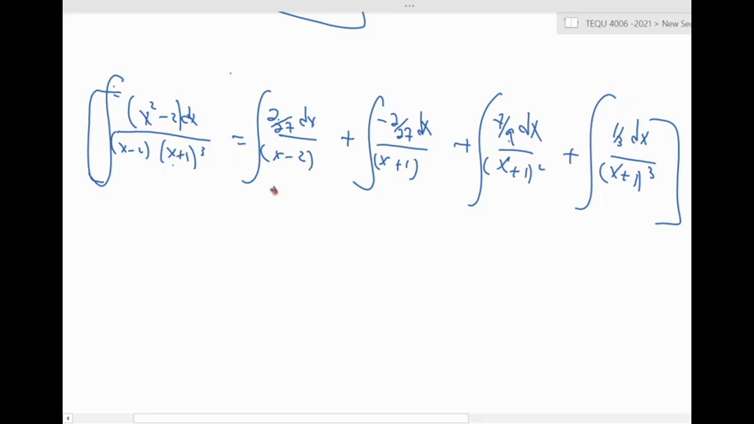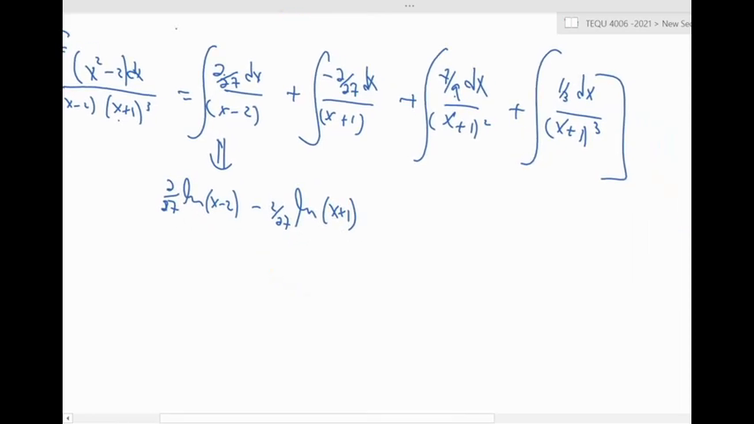Like for example, the first one here, everybody will know that that's 2 over 27 times the logarithm of x minus 2. First, very good, very easy. Second one, negative 2 over 27. Now, here is again logarithm of x plus 1. Not a big deal. How about this one?